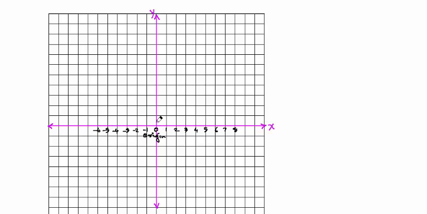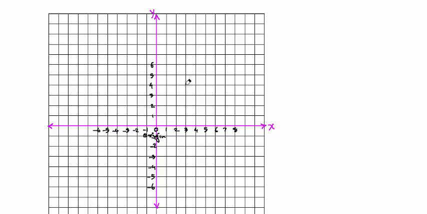On the y-axis, the positives are above 0, so we have 1, 2, 3, 4, 5, 6 and so on. And we have the negatives below 0 or below the origin on the y-axis. So this is negative 1, negative 2, negative 3, negative 4, negative 5, negative 6 and so on.